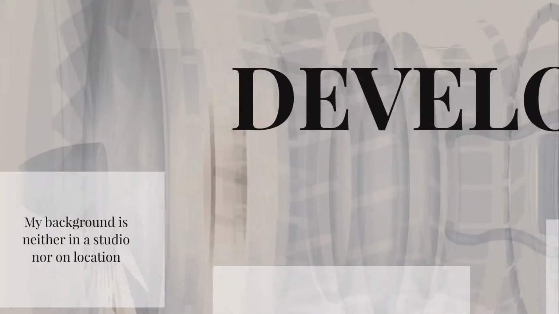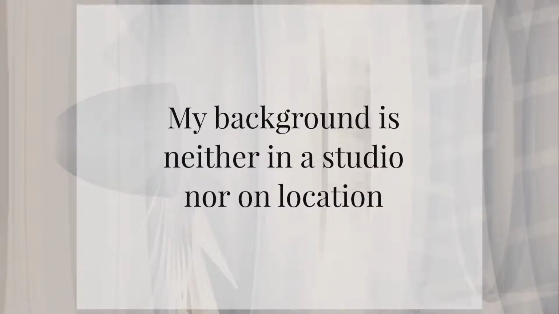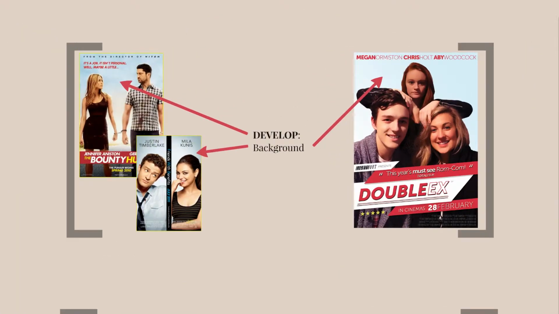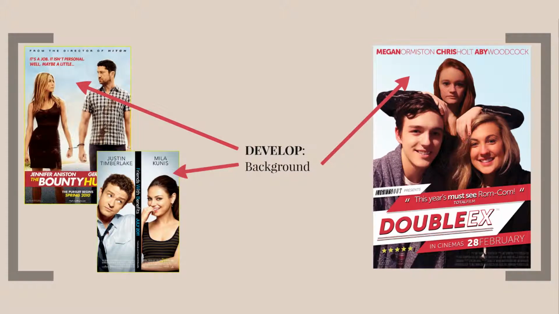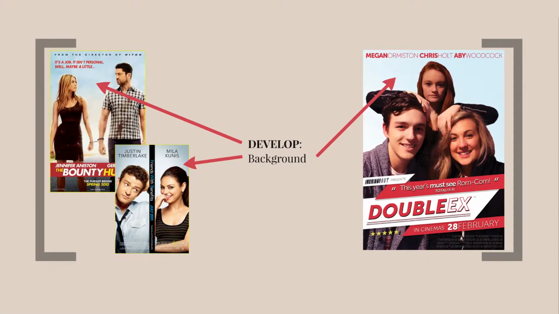So first up, I developed the background of my photography for my film poster. In these two examples, it is clear that the background in Friends with Benefits is shot in the studio, and the background in The Bounty Hunter is on location. I decided to do neither of these and have a simple gradient light blue black background to signify the sky and the resolution in the film, and also relate to our chosen hybrid film genre, romantic comedy.